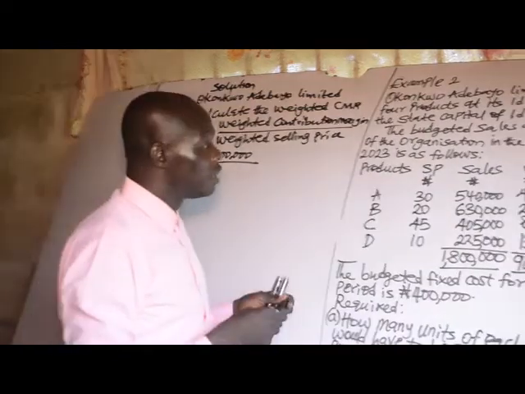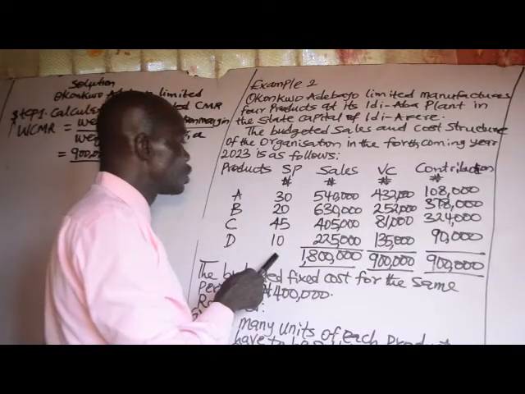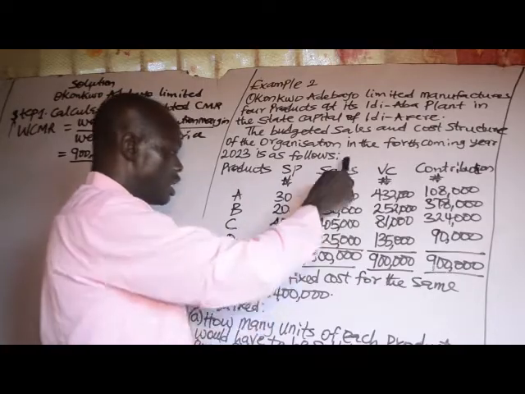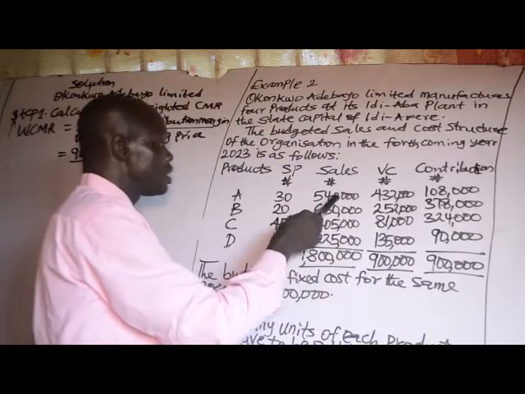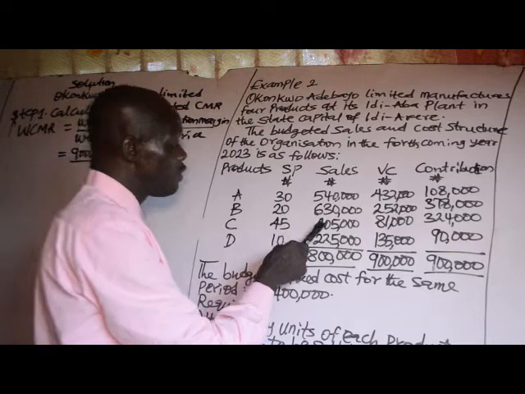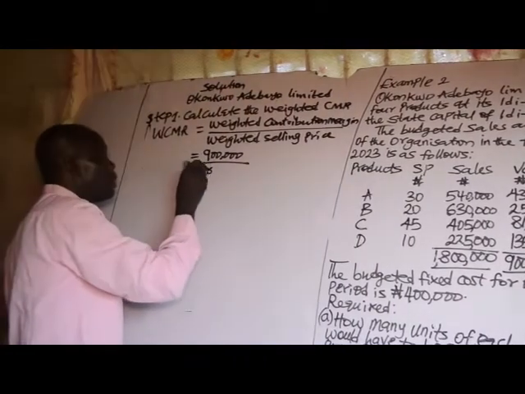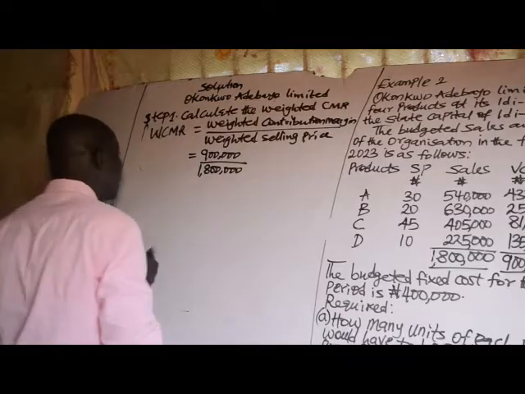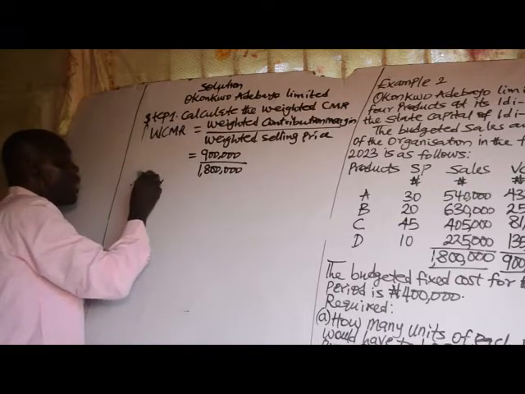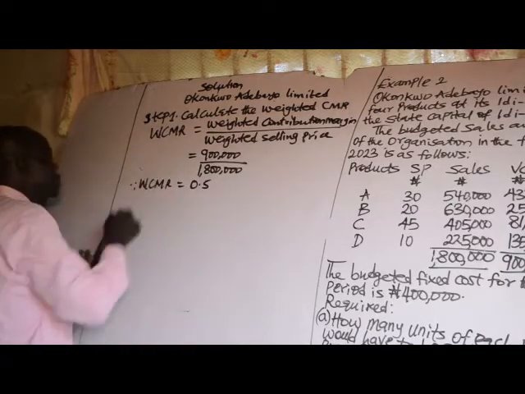The weighted selling price, I told you, will be obtained by multiplying the selling price per unit by the number of units sold or sales volume. That will also give us the total sales. We have been given the total sales: 540,000, 630,000, 405,000, 225,000. We have the total of 1.8 million. Therefore, the weighted selling price is 1.8 million naira. If you divide the 900,000 by 1.8 million, the weighted CMR will be equal to 0.5. That is step 1.